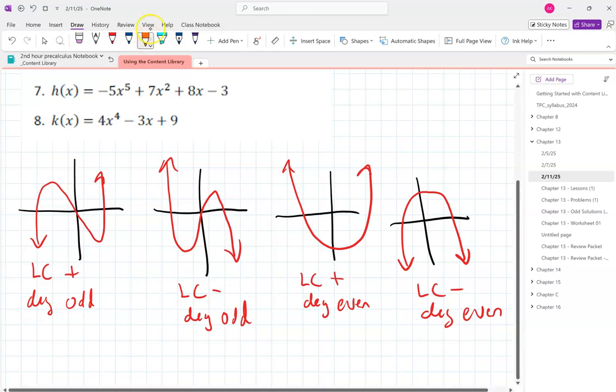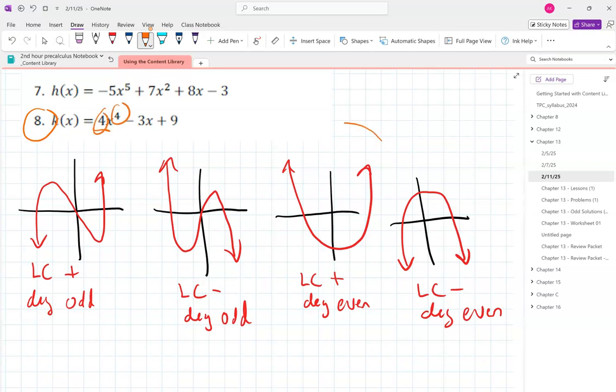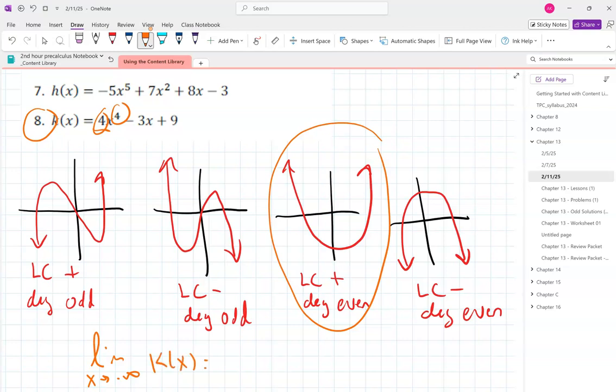So for example, if I looked at number 8, leading coefficient is positive and the degree is even. So it's going to look like this. So I'd say the limit as x approaches negative infinity of k of x is equal to positive infinity. And the limit as x approaches positive infinity of k of x is positive infinity.